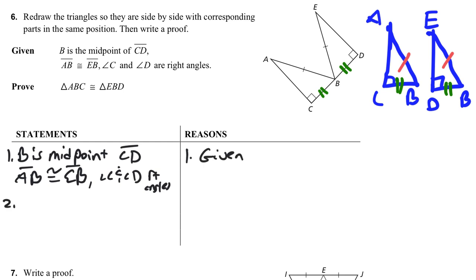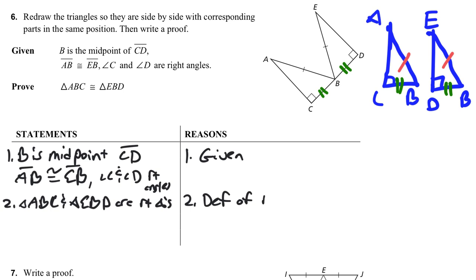Now, the second thing is, if I want to use the HL theorem, remember I have to show or prove that the triangles are right triangles. So what I can say is triangle ABC and triangle EBD are right triangles. How? Because I see right angles from my given. That's the definition of right triangles. I'm abbreviating here. So there's one of my requirements. I also have that AB is congruent to EB, which is my hypotenuse.